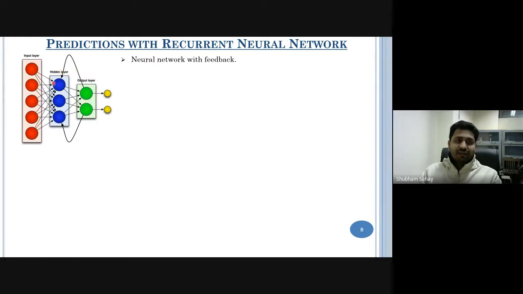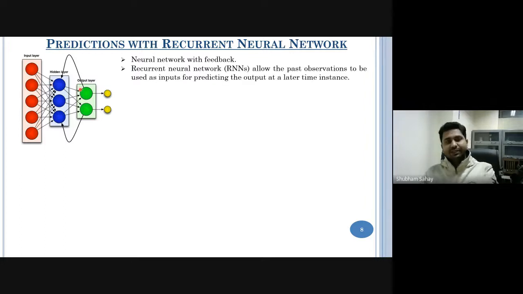So these neural networks are essentially called recurrent neural networks. What they essentially do is allow the past observations or past inputs to be used as inputs for predicting the output at a later time instance. For instance, there is an input coming at time t, right? That time t input is multiplied by these weights and then comes to this output layer. But this output layer is also sending the output of time t minus 1 to this hidden layer. So here the final output is not only a function of the present input and weights, but also a function of the past inputs.